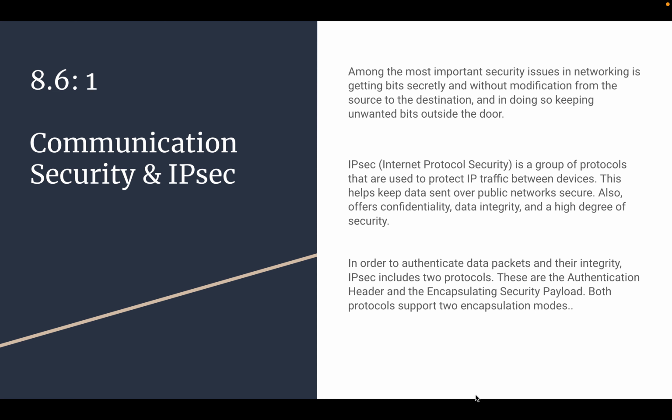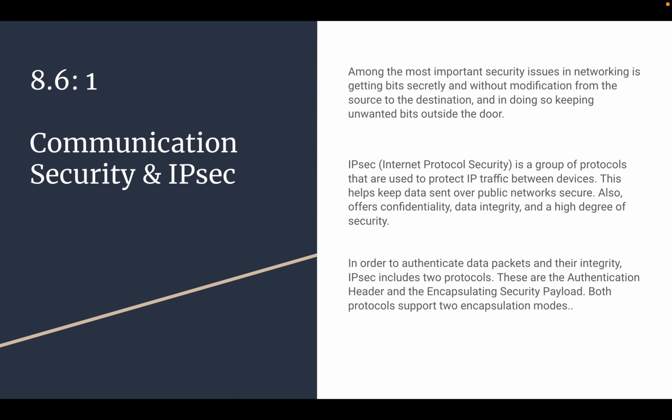Security and IP security. Among the most important security issues in networking is getting bits secretly and without modifications from the source to the destination, and in doing so, keeping unwanted bits outside the door. So one way this is tackled is through IP security. IP security is a group of protocols that are used to protect IP traffic between devices.